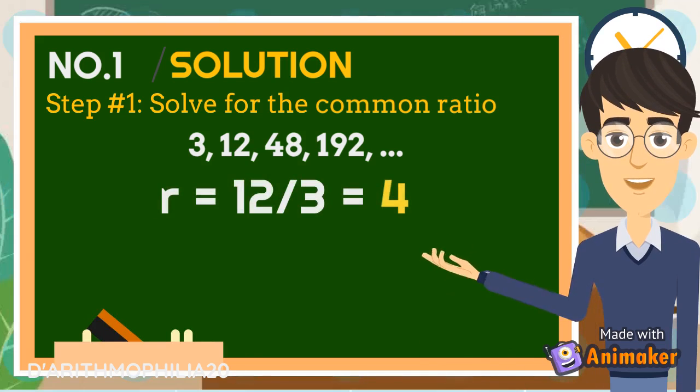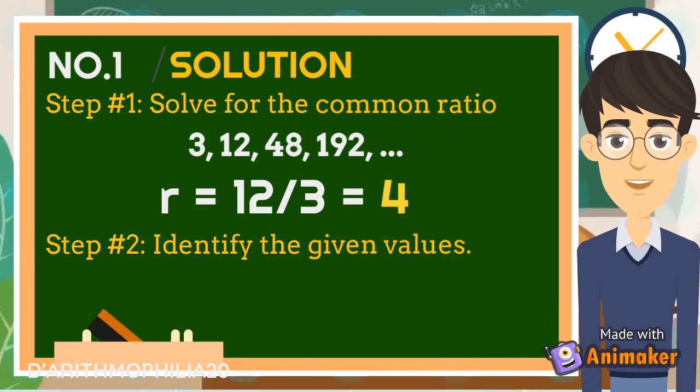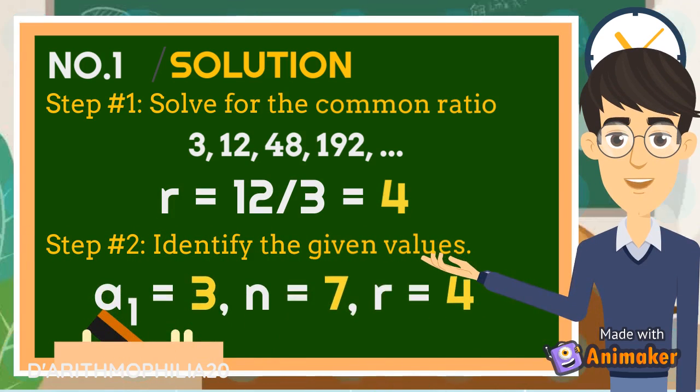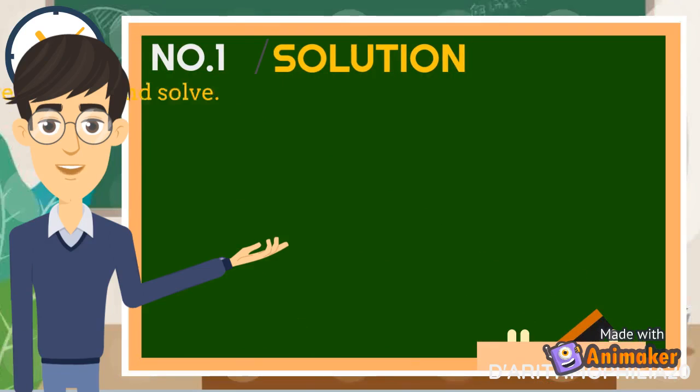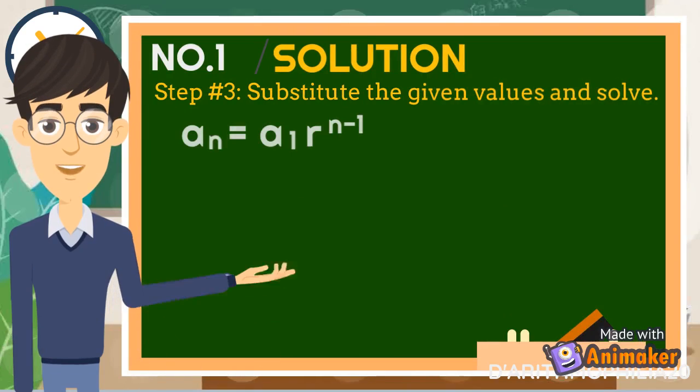Next, let us now identify our given values. We have a sub 1 equals 3, n equals 7, and the common ratio is 4. For our final step, we will substitute all the given values to our formula and start solving.